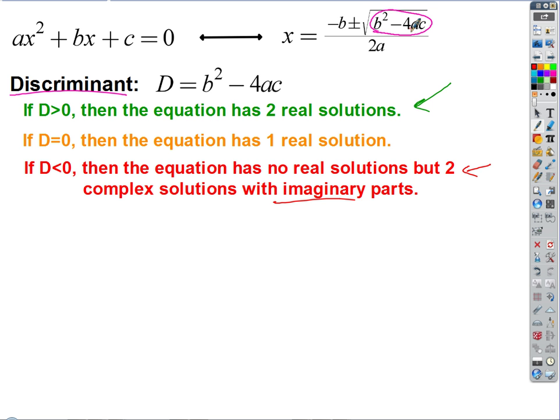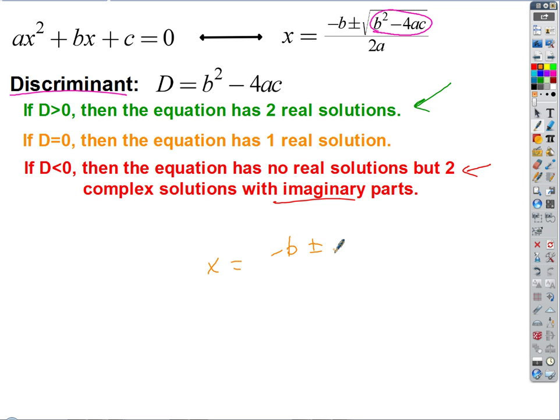What about the in-between? What if the discriminant is exactly equal to 0? What if we calculate b squared minus 4ac and it equals 0? Then think what happens to our quadratic formula. We get x equals negative b plus or minus the square root of 0, which is what?